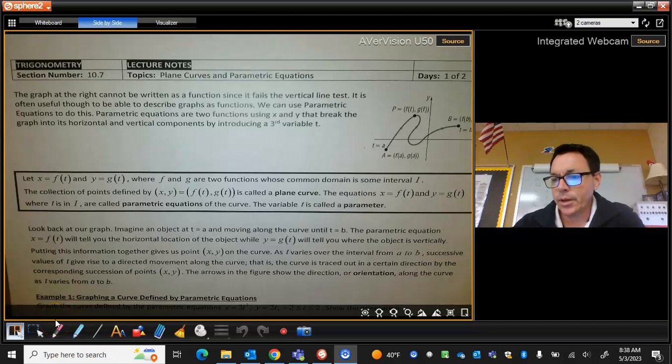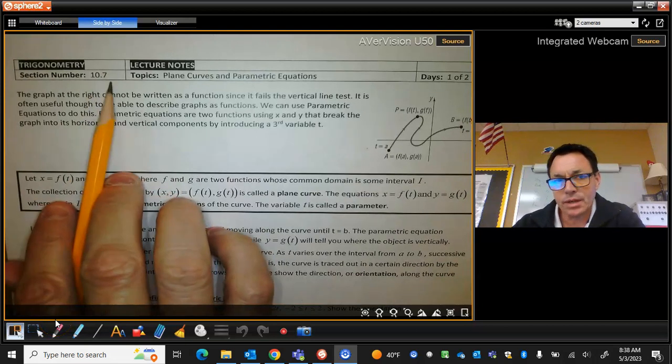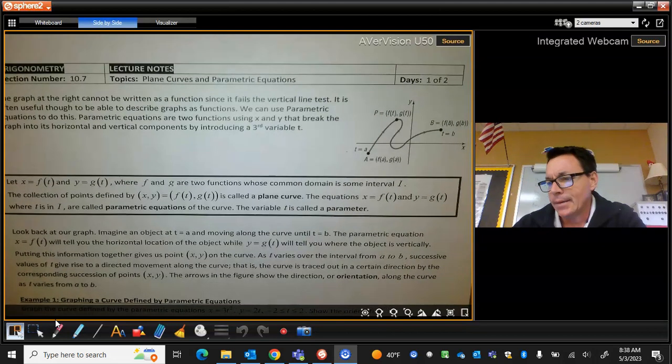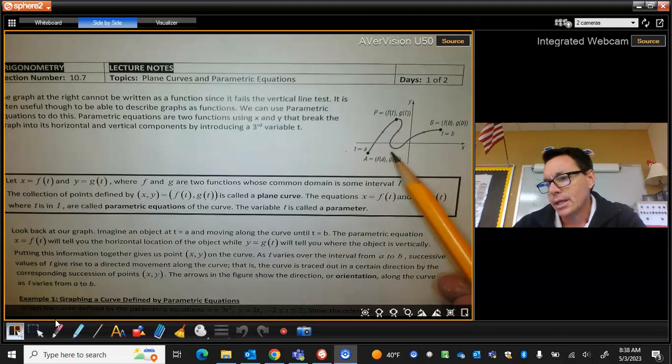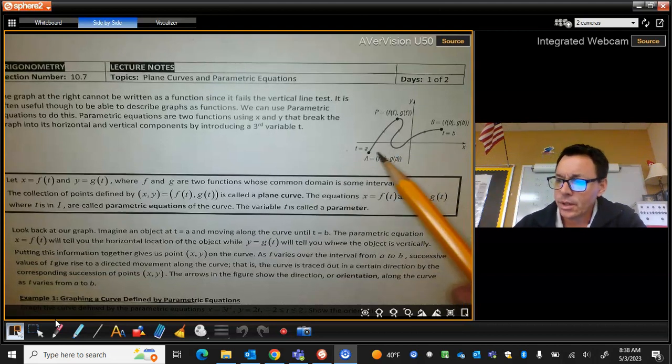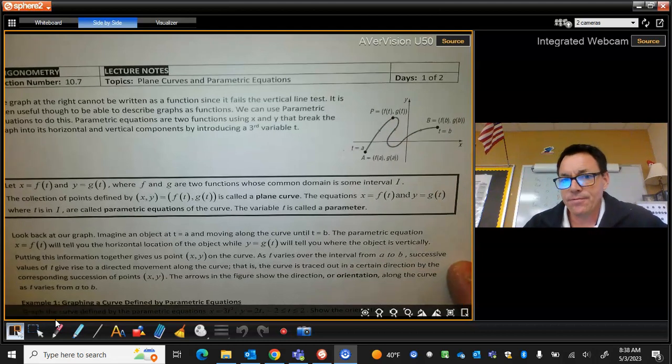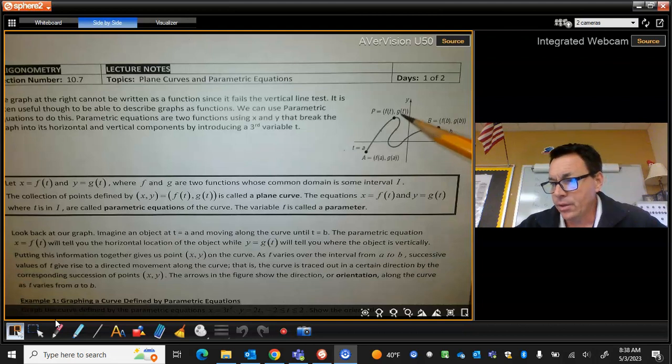Hey guys, today we're going to take a look at 10.7 and what are called parametric equations. Okay, so this is going to be a little bit different. It's not hard, it's just a little bit different. So if you look over here at this graph, that is obviously not a function. Okay, it would fail the vertical line test, so it's not a function. It's an equation, but not a function.